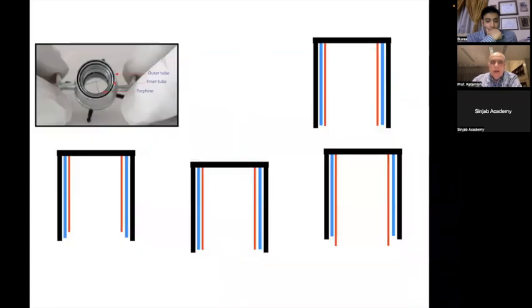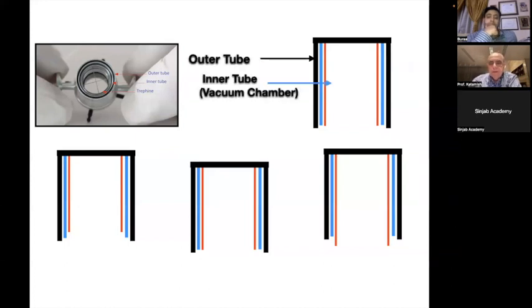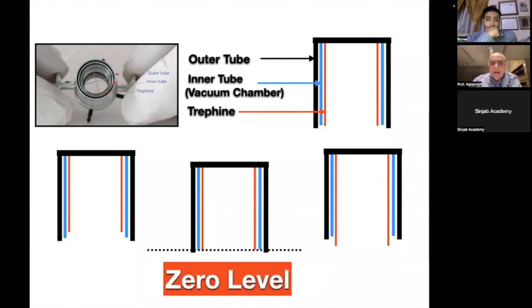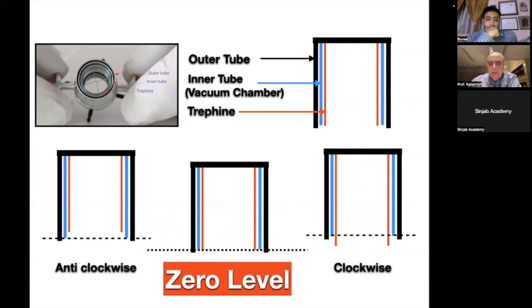So if we have this schematic drawing of the trephine blade, this is the outer tube, this is the inner tube or the vacuum chamber, and this is the trephine blade. So when you have the trephine blade aligned with the vacuum chamber, we call it 0 level. And when you withdraw it anti-clockwise, it goes up away from the cornea, and when you turn it clockwise, it goes down to the cornea to cut the cornea.